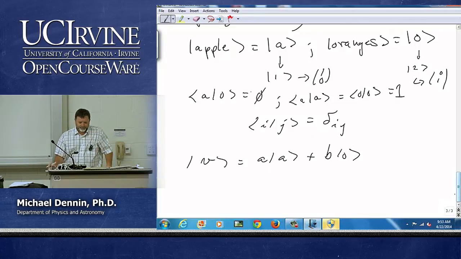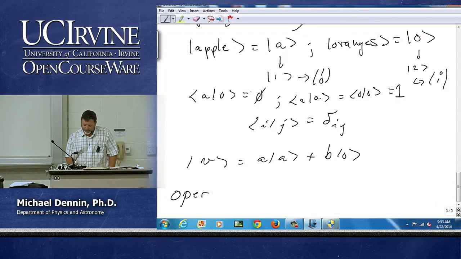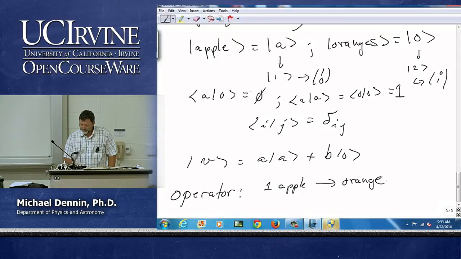Now, let's consider the operator. This is a very magical operator. What it's going to do is take 1 apple and turn it into an orange, and it will take 1 orange and turn it into 1 apple.